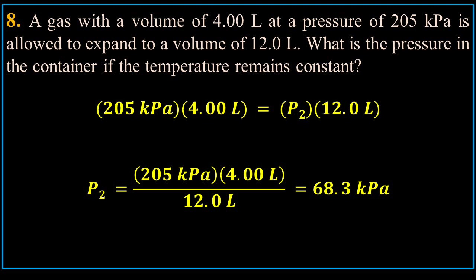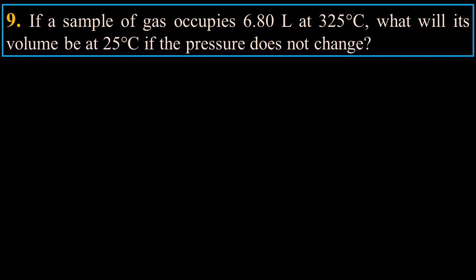Then P2 equals 205 kilopascals times 4 liters divided by 12 liters, and the answer is 68.3 kilopascals. Remember, Boyle's law is very simple as long as temperature remains constant.